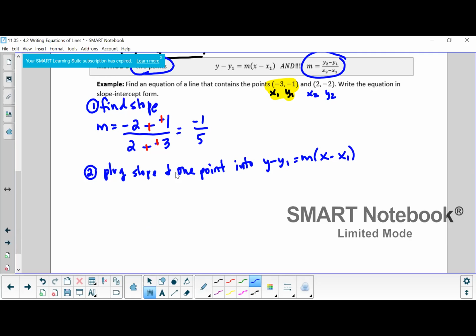So that goes like this. Using that formula, y minus y1, which is -1, equals m, which is the slope that we found in step 1, -1/5, times x minus x1, which is our -3.